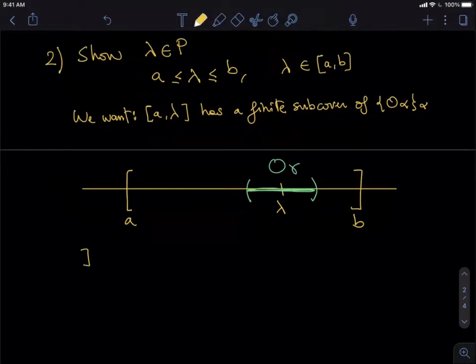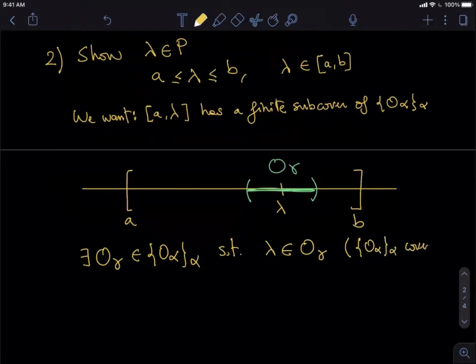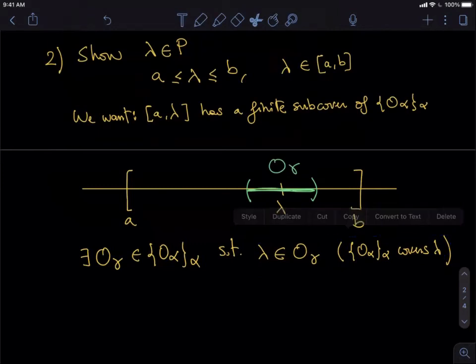So first thing, there exists O gamma in the open cover such that lambda belongs to O gamma. This is because O alpha covers lambda. It covers the whole interval, in particular lambda.